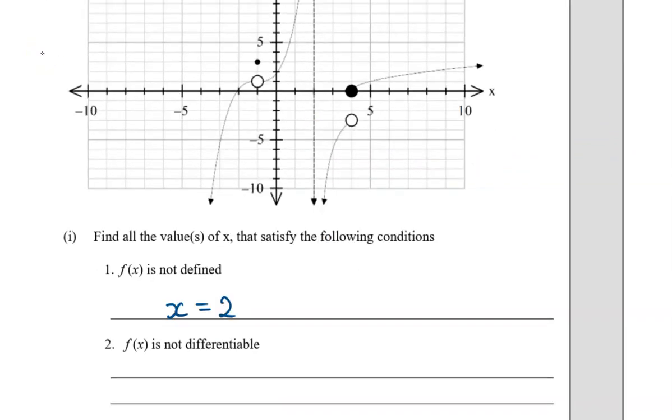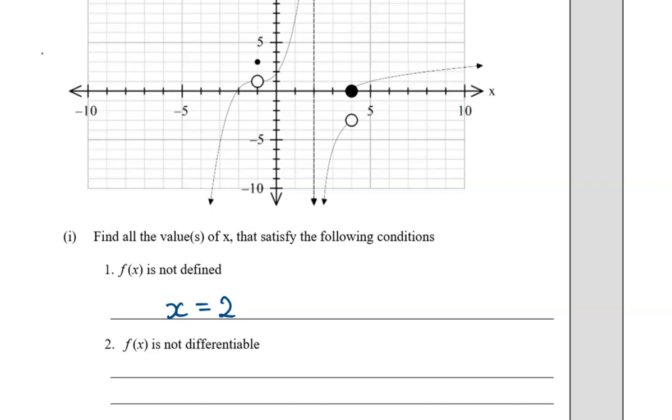For part 2, we want to look for where that graph is not differentiable. Being differentiable means that it's got a smooth part of the curve that we could find a gradient for if we wanted to. So the places where it's not differentiable are anywhere where there's gaps, where there's kinks, where it's not a nice smooth curve. We're looking for any of those breaks where we couldn't nice and easily draw and work out a tangent on it.